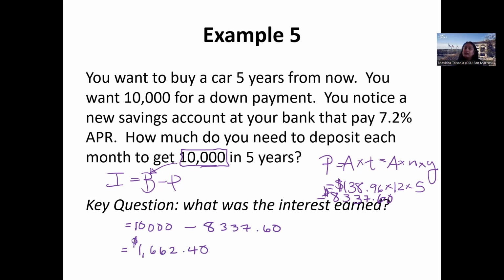And this tells you that if you put in, let's just say, $40 every month for 5 years, you will get an extra $1,600 at the end, in an account with a rate that pays 7.2%.